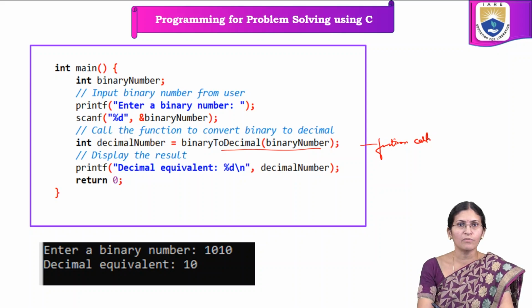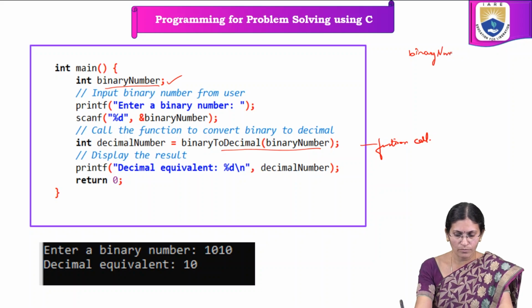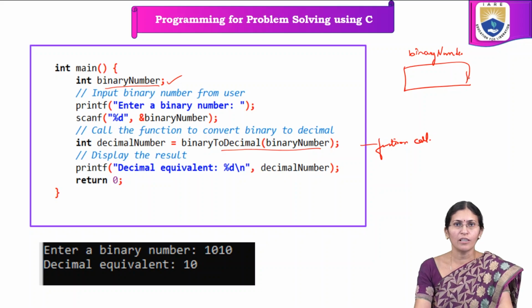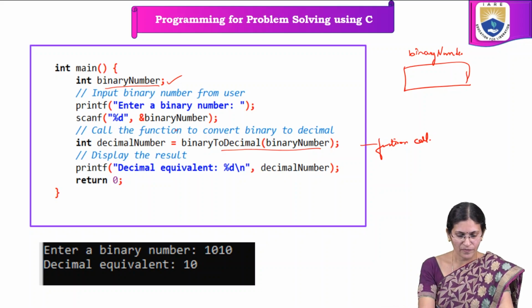Let us see the main function. Here we have declared an integer variable named binary number. It is a variable which stores the binary value entered by the user. It is stored at a particular address. For each variable we have an address, and scanf requires the address of that variable in order to store the value at that address.